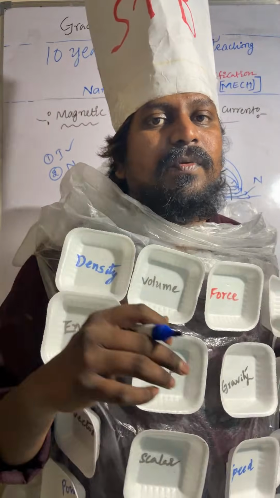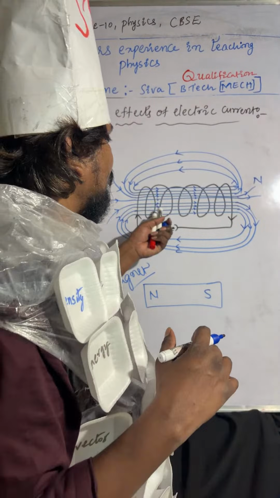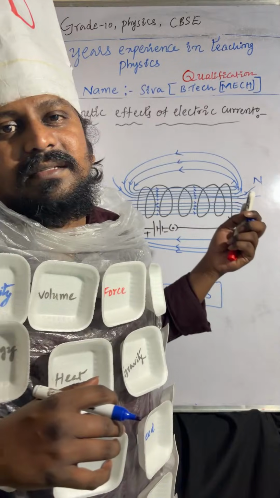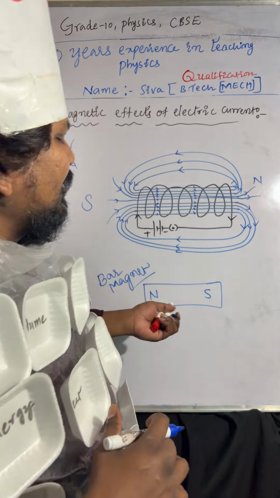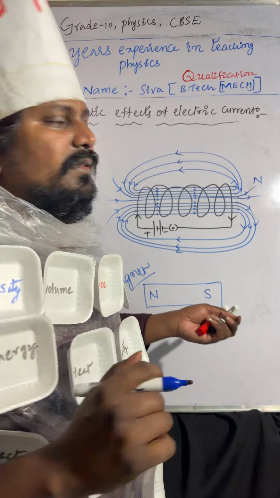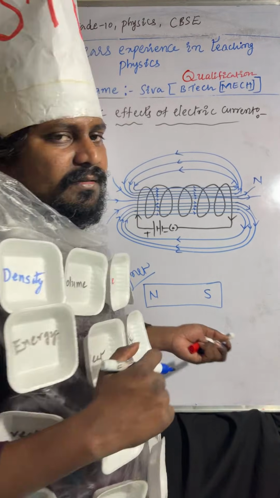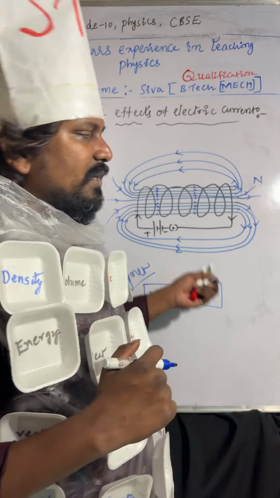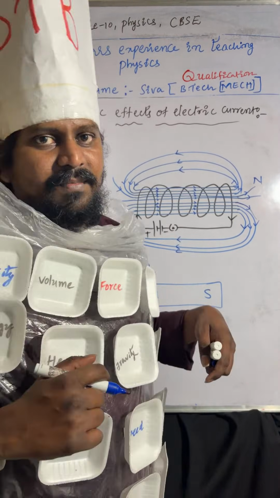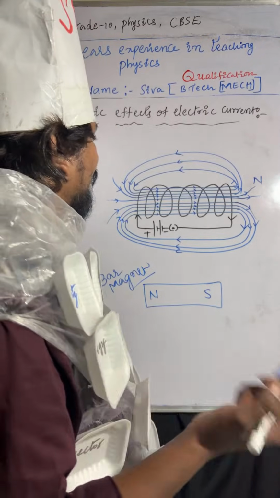And one more point: in the solenoid, if you connect the battery, it automatically acts as a magnet, and this magnet can be removed suddenly. So the bar magnet is a permanent magnet, and here it is a temporary magnet. Permanent magnet and temporary magnet. Understood or not?